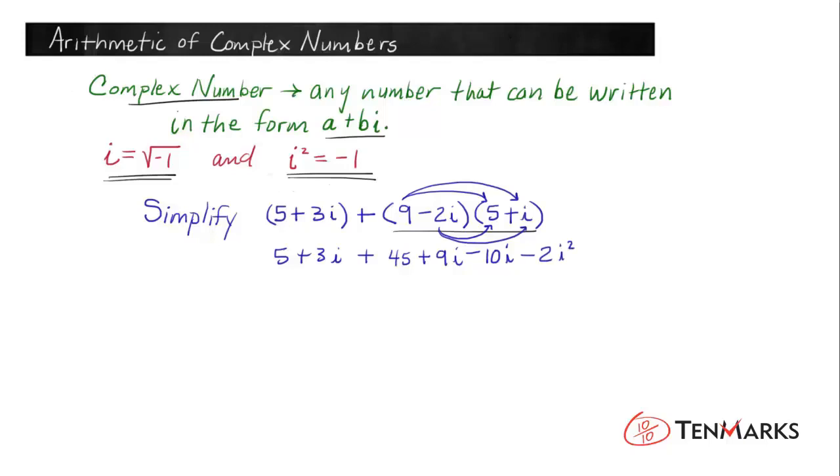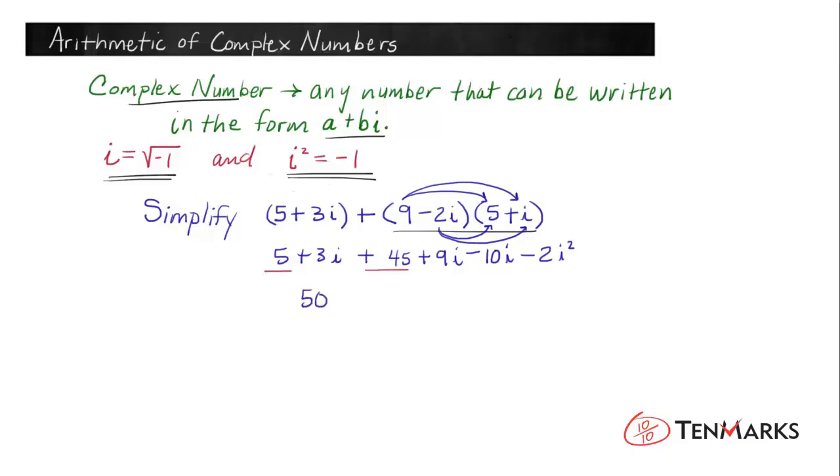Now it's just a matter of grouping like terms, or real parts and imaginary parts. So our real parts consist of a positive 5 and a plus 45. Now notice I'm underlining that plus with the 45 intentionally. The sign goes with the 45. So 5 plus 45 gives a 50.